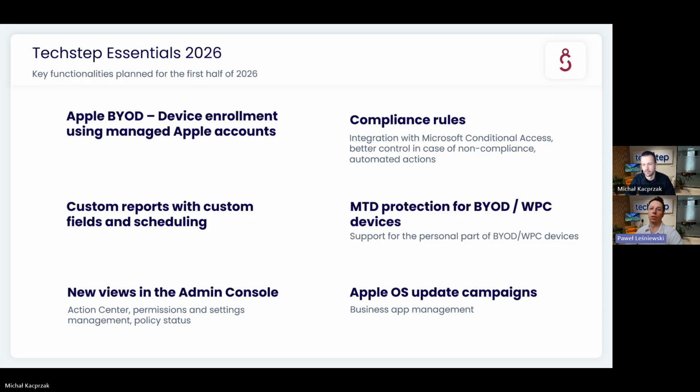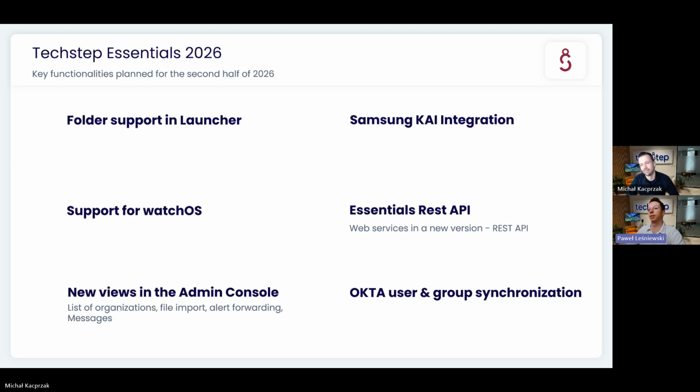So the second half of the year will bring us folder support in the launcher, as well as support for a new device type, which is Watch from Apple with watchOS. Additionally, we are working on Samsung Knox integration, and for some time now we have been rebuilding the REST API from the foundation. In other words, we are creating the REST API based on our web services.